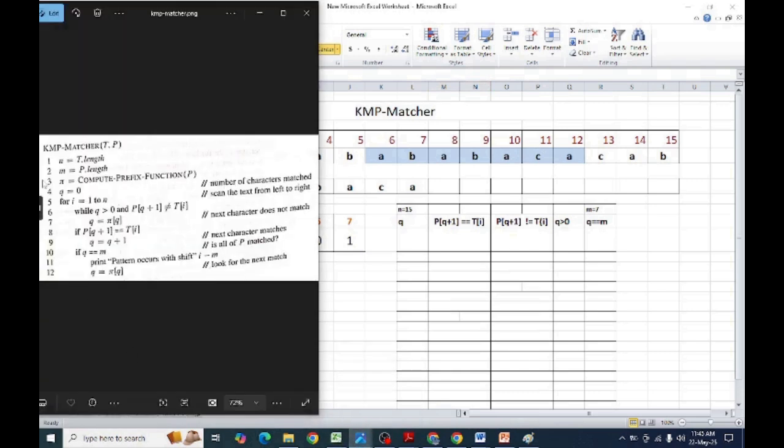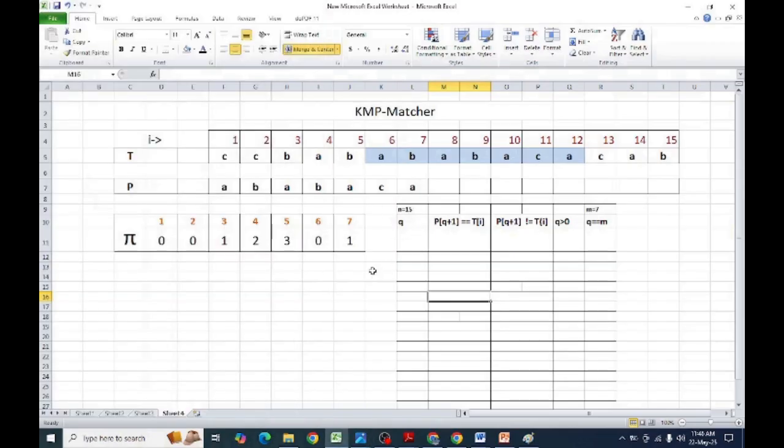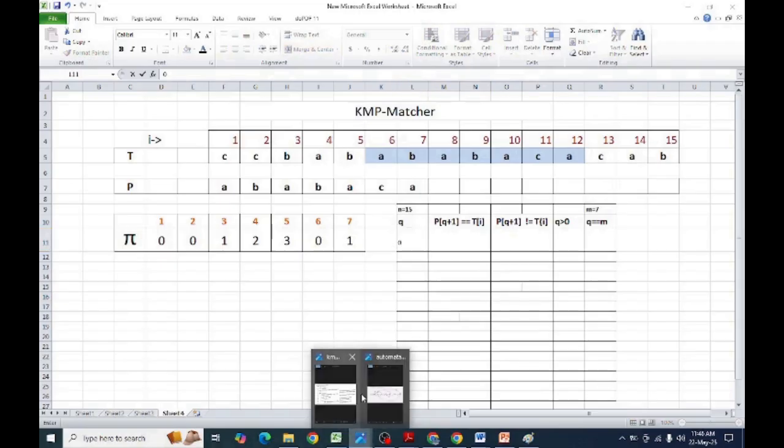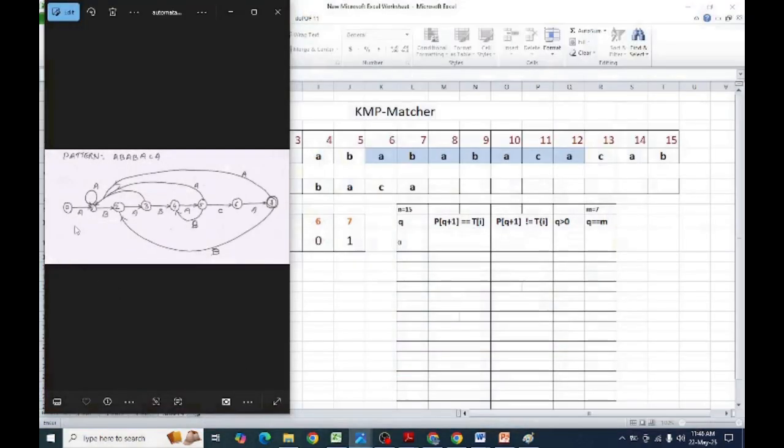This is the algorithm. n is equal to t.length and m equal to p.length, and pi we have calculated. This function, compute prefix function, calculates this pi, and it is already done. Then q is equal to 0, that is the initial value of q, and this i varies from 1 to n, that is 15. Initial value of q is equal to 0, that is we are in 0 state. See the automata, we are here in 0 state.